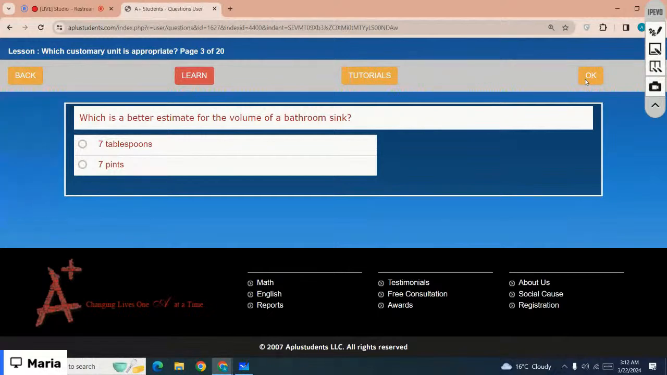The correct option is 7 pence, right? Because 7 tablespoons is too small, too less. So the correct option is 7 pence.